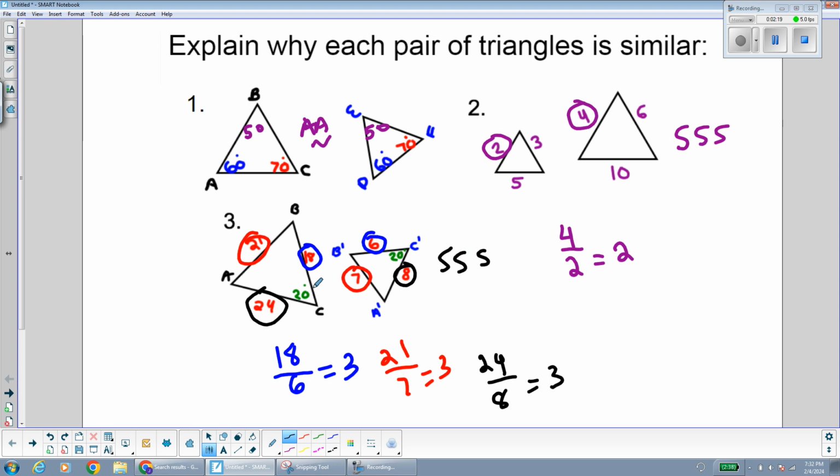Notice how they also have a congruent pair of angles, so we could also say that they are similar by SAS. To be similar by SAS, there needs to be two pairs of proportional sides with a congruent angle in between. So here we do have enough information for either SSS or SAS.